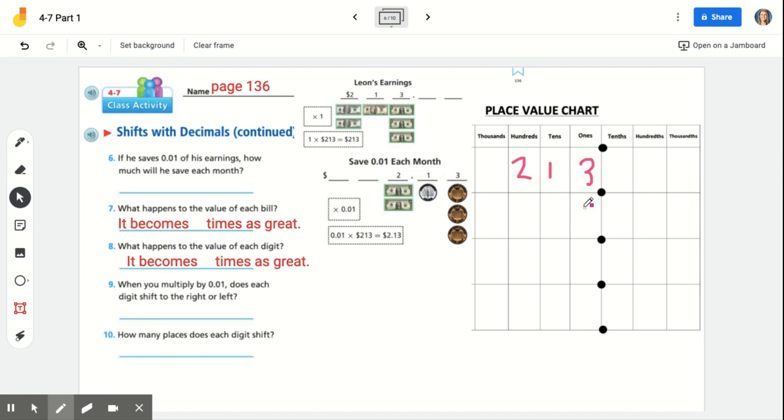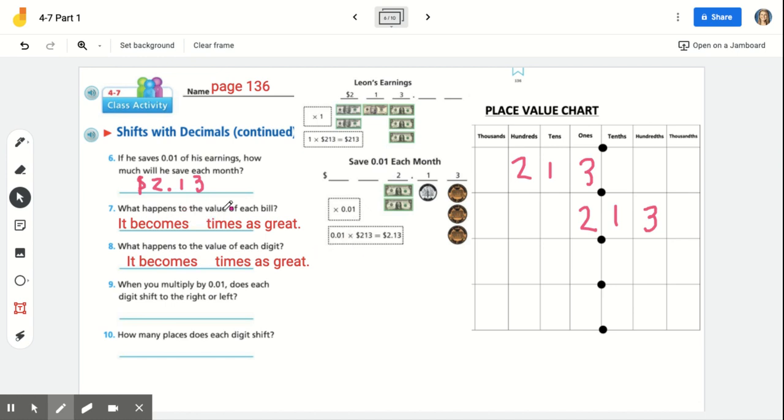Let's go ahead and write that into our place value chart into the second row. $2.13 is what the book is saying. So let's go ahead and add that into our answer and let's prove it with the following problem. So $2.13.